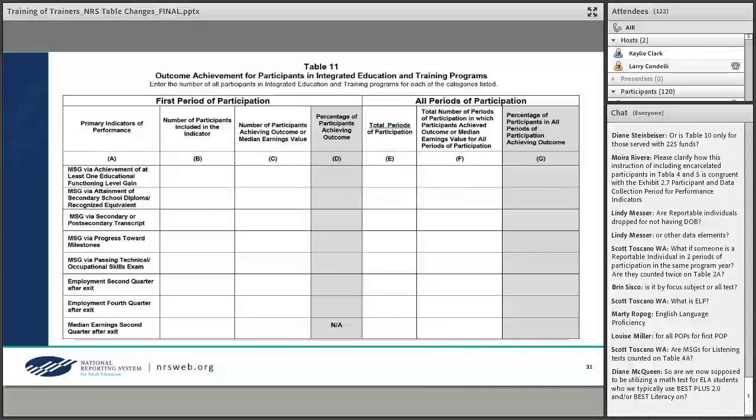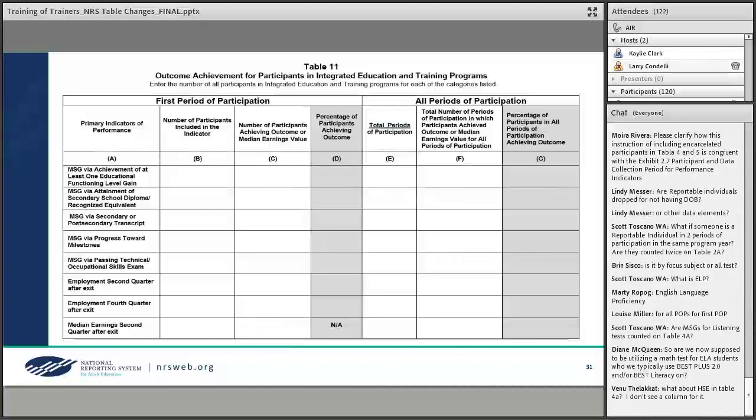Now I'm going to skip over to Table 11 since we only have a couple of minutes left. This is also a brand new table that we will be reporting next year.